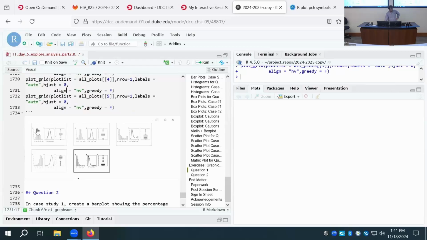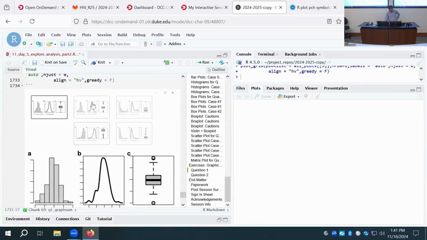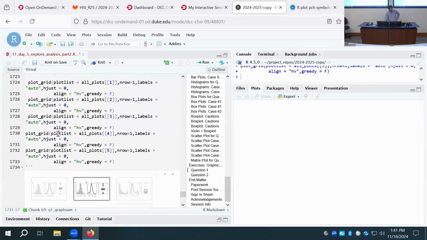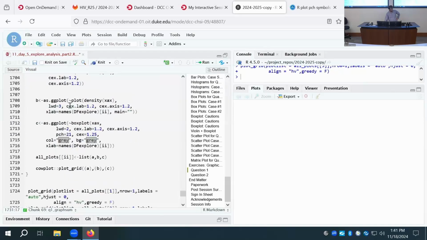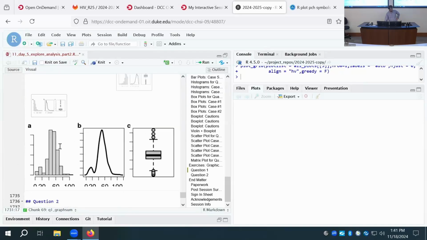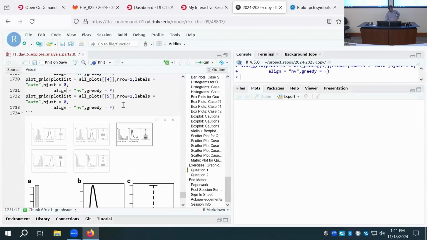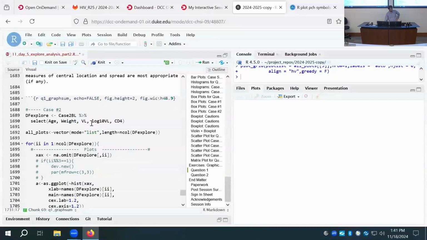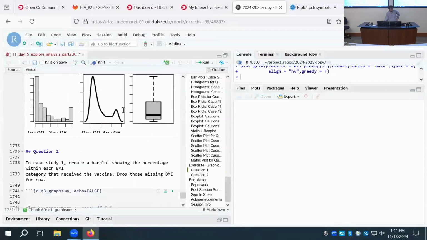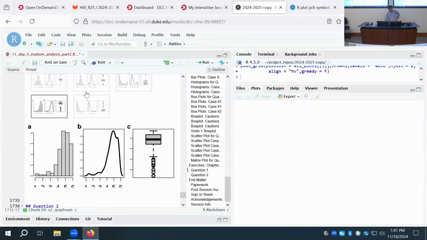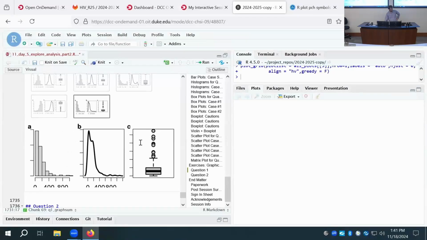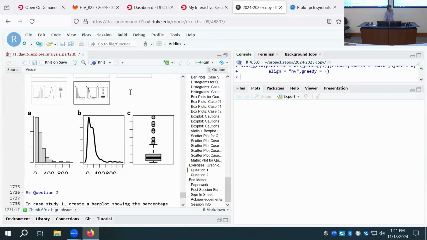And we're going to get basically the different distributions. So we have for age and weight, this shows the weight. This shows the, I believe this was the viral, log10 viral load. No, just the viral load, the log10 viral load, and then the CD4 count, right?